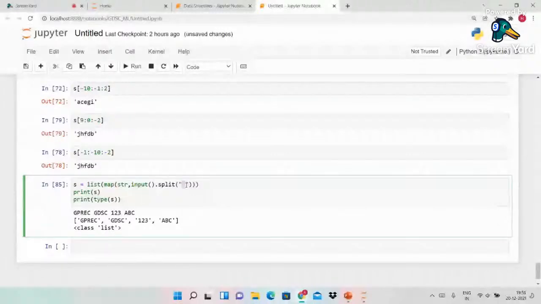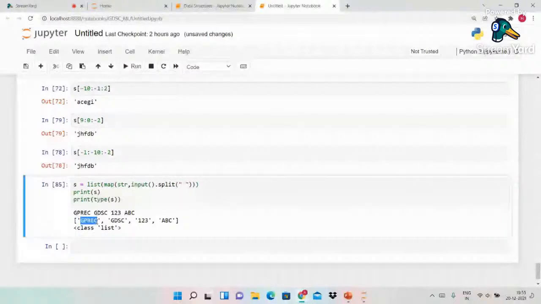I think what map does is, I told you, list also has an index. So I think what the word map does is that, like this word GPREC, that word will be mapped to the index 0.